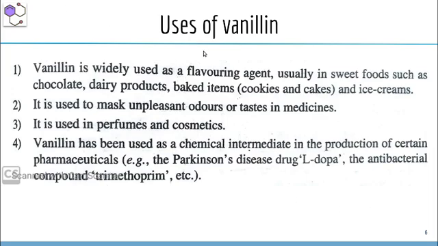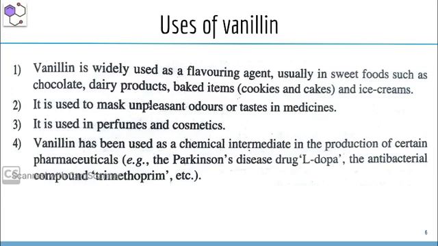Now let us know about the uses of vanillin. Vanillin is widely used as a flavoring agent, usually in sweet foods such as chocolate, dairy foods, baked items, cookies, cakes and ice creams. We know that it has a fragrant smell and good flavor, so we use it in different types of ice creams, chocolates, and for making cakes, etc.